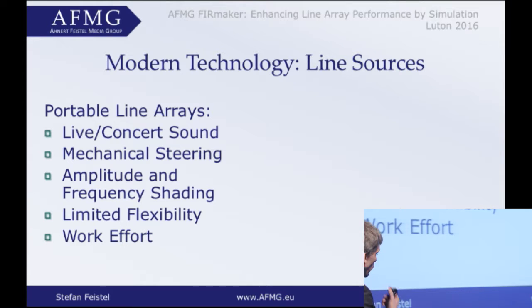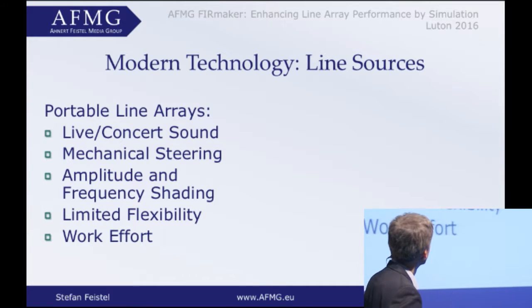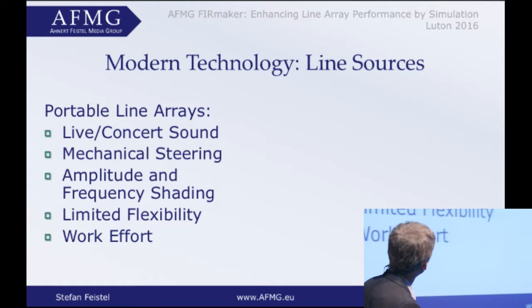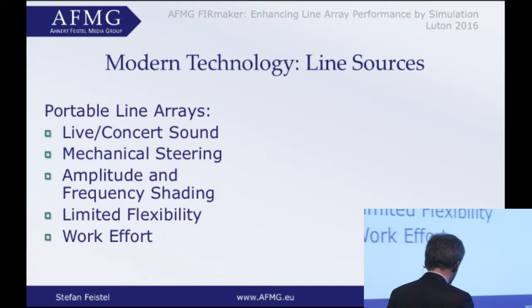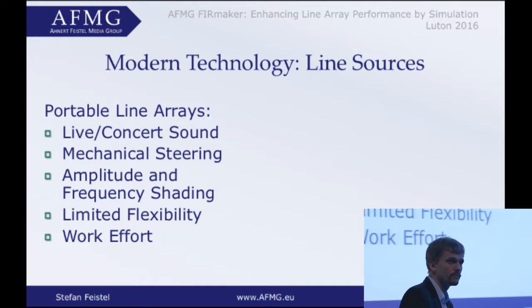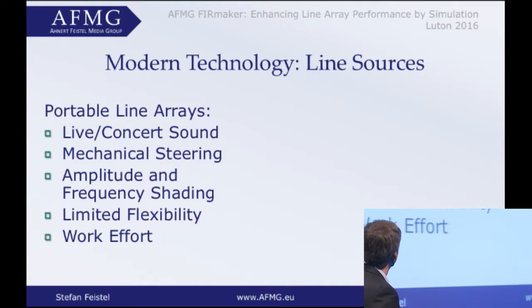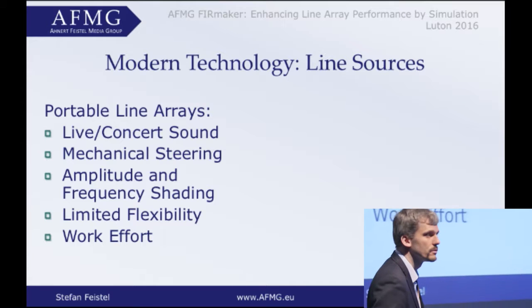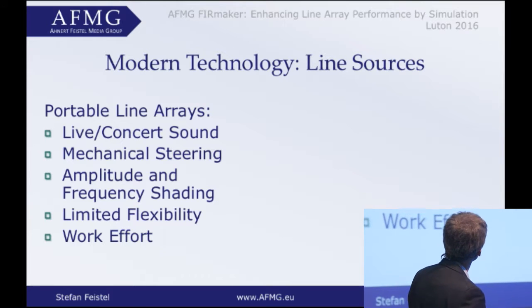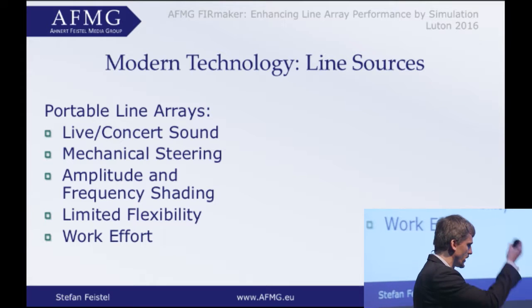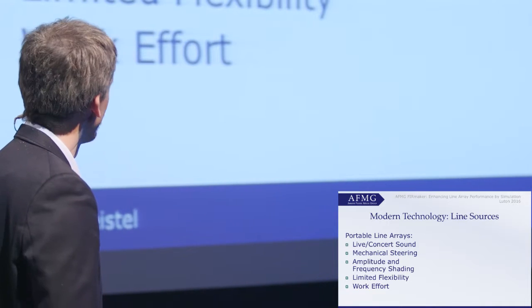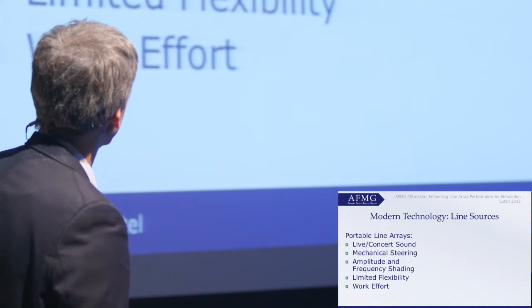Okay, so portable line arrays are often used in live concert sound. Mechanical steering is applied. The more advanced implementations use amplitude shading, frequency shading. The flexibility is limited. Not much steering beyond the mechanical aiming. And there's some work effort involved, flying the thing, assembling it, bringing it down, and so forth. That's, of course, always a big question, a big time consumer.